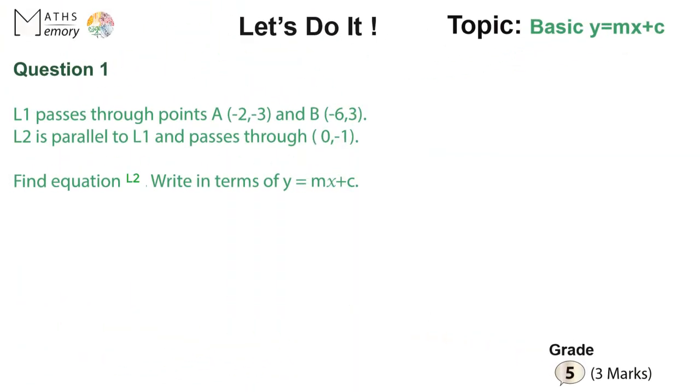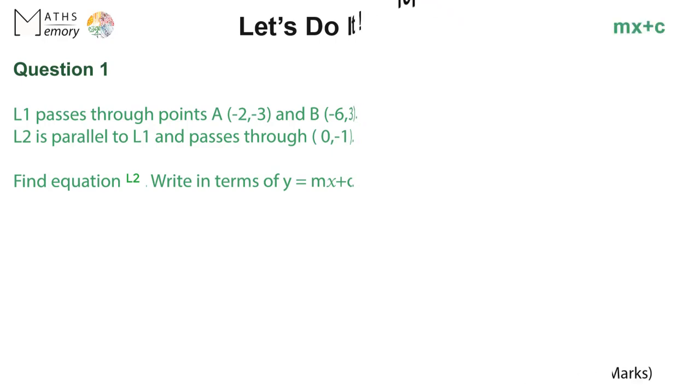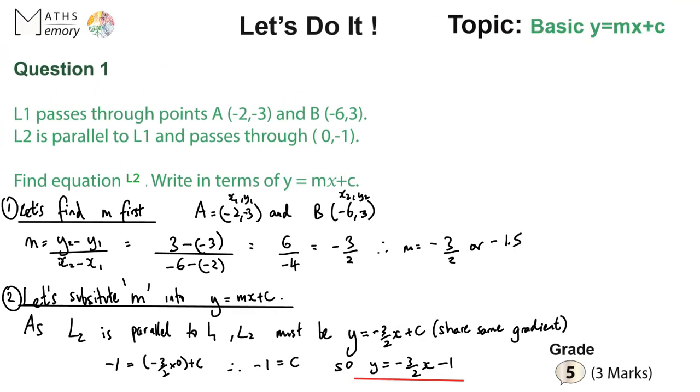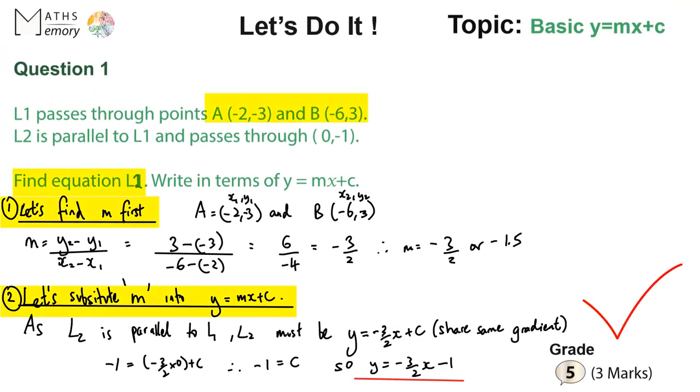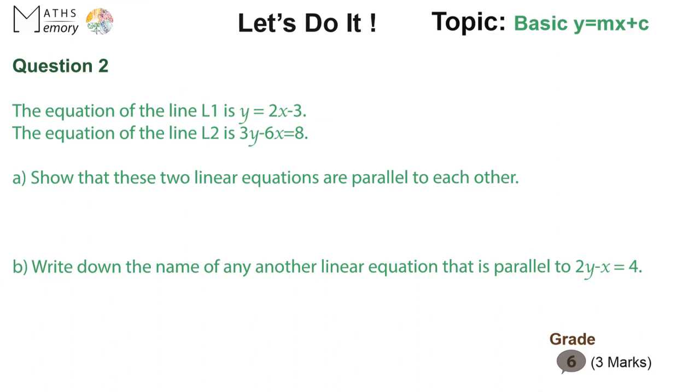Question 1, let's do it. Press pause, write this question down, find the line L2 parallel to L1. Press play when you're ready. Question 2, let's do it. Write part A and B down. Try to solve this question and press play when you are ready.